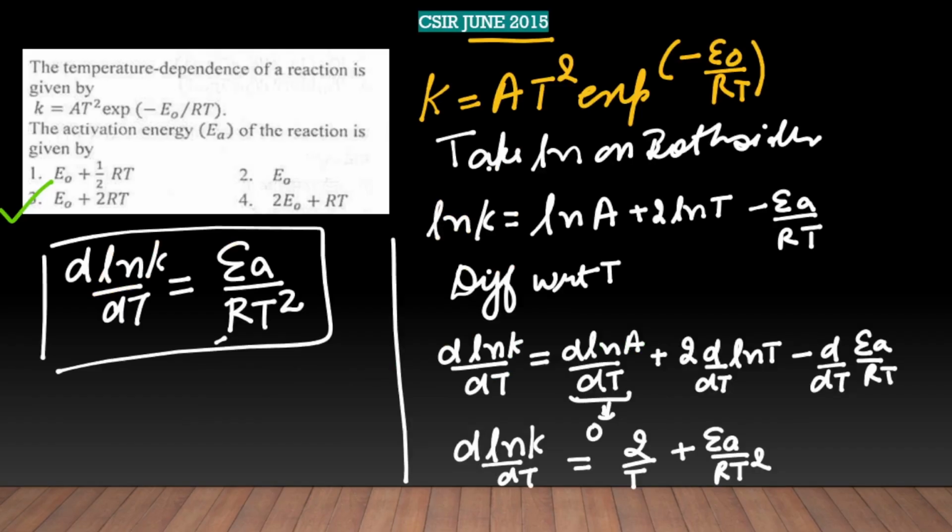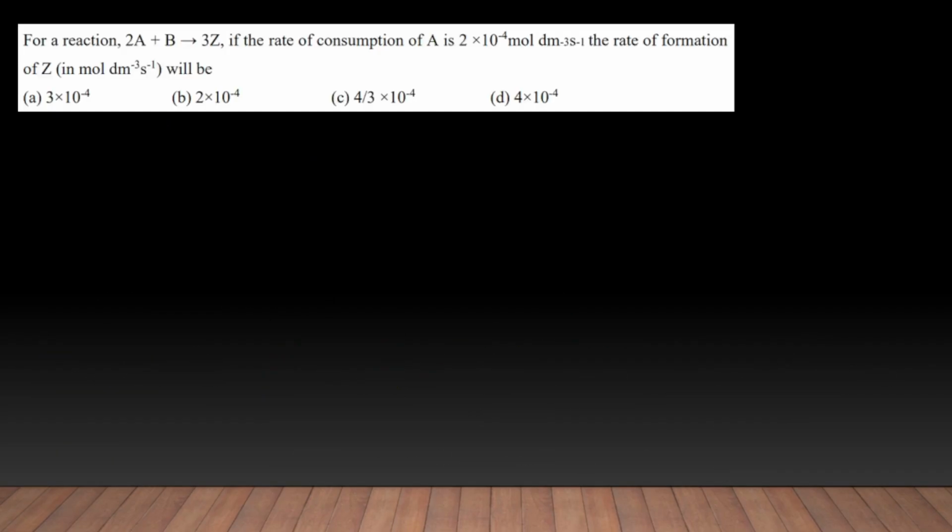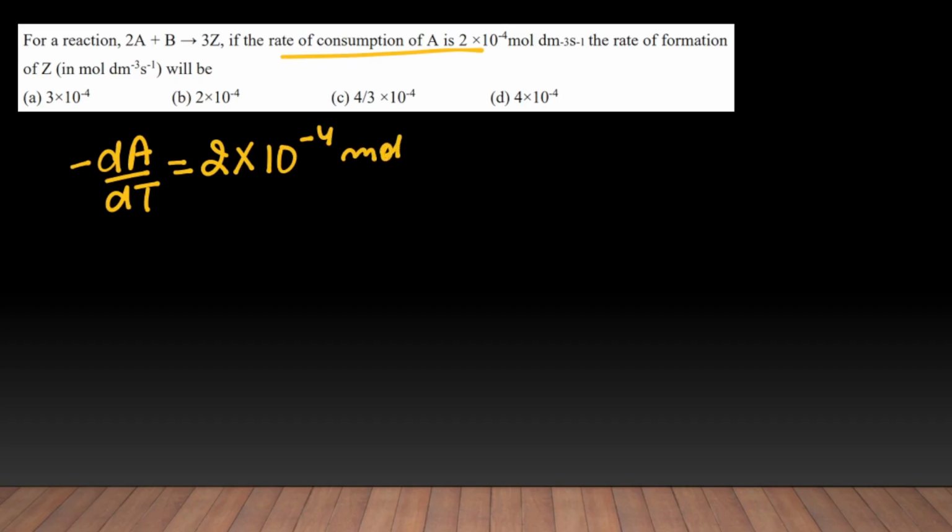Okay, so now moving on to our next question, we have this one. It says for a reaction 2A plus B giving 3Z, if the rate of consumption of A is this much, which means minus dA upon dt is 2 into 10 raised to the power of minus 4 mole per liter per second, right?